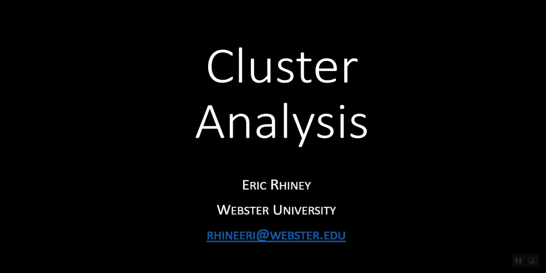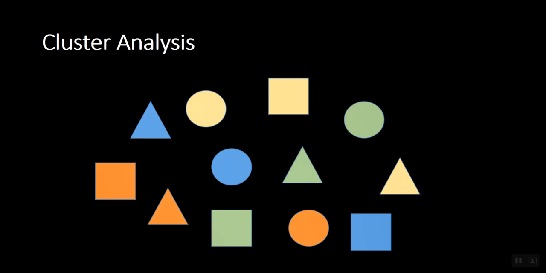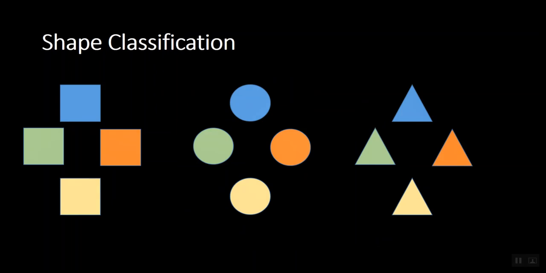Let's get started. The best way to get started with discussing cluster analysis is to look at an example and just discuss how we actually think about classification. In this example, you see the various shapes that we have here, and there are a number of ways that we could classify these. One obvious way, of course, is by the actual shape. And so here we could classify by square, circle, and triangle.